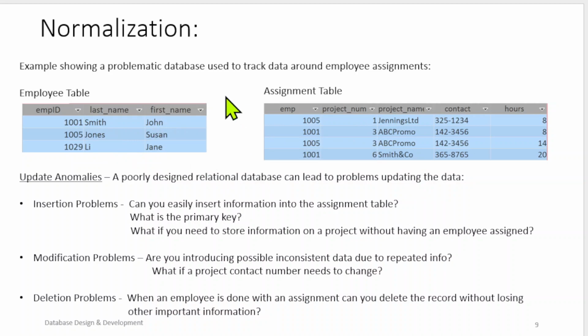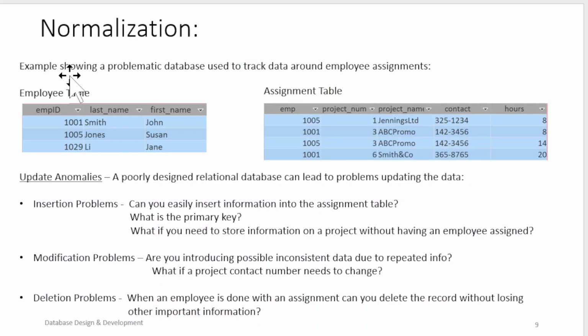So the things we want to look at are issues like update anomalies. A poorly designed relational database can lead to problems updating the data. Insertion problems. Can you easily insert data into the assignment table? What's the primary key? What do you need to store the information in a project that has an employee assigned? Modification problems. Are you introducing possible inconsistent data due to repeated info? And we have some repeated info right here. ABC promo. This is repeated info. And this is something we want to try to reduce if we can in a database.